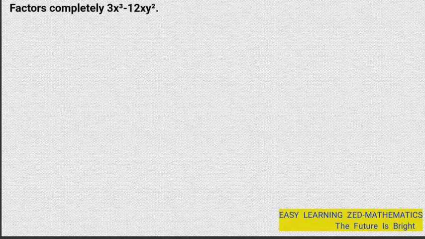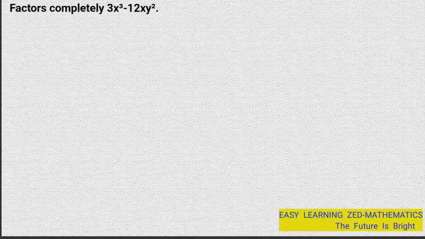Question number 6 was to factorize completely 3x cubed minus 12xy squared. So what I'm going to do is write that expression down here. Once I've written that, I'm going to look for a factor that can go into 3x cubed and 12xy squared. First I'll start with the coefficients: the number that can go into 3 and 12 is 3 itself.